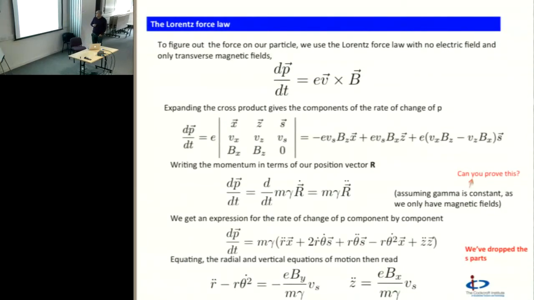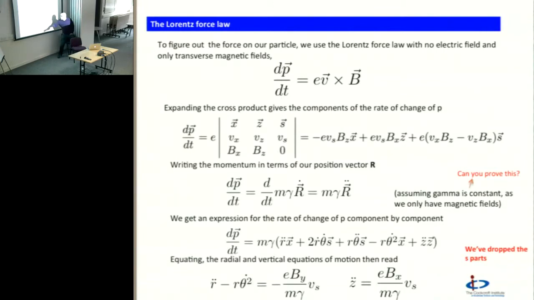So we just need dP by dt, which is just given by d by dt of m gamma r dot, or m gamma r double dot. So you have to find this quantity. I know this is the boring bit. We'll get the good physics in a sec. So we need dP by dt. We've got our coordinate system, we've got our velocities v_x, v_z, and v_s, and we have only transverse fields B_x and B_z. We take the cross product. I guess you can do cross products. You do that. Then we have an expression for dP by dt.